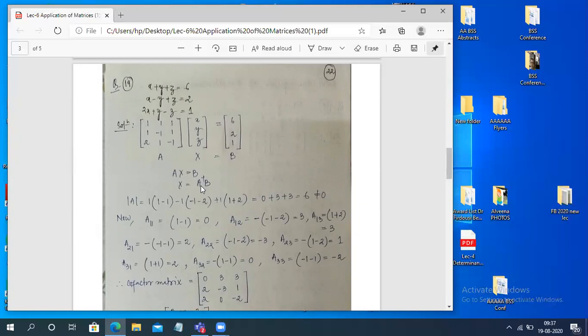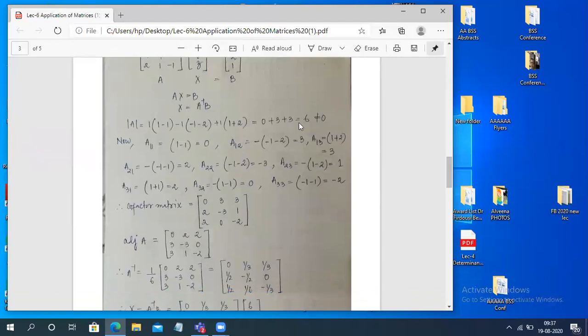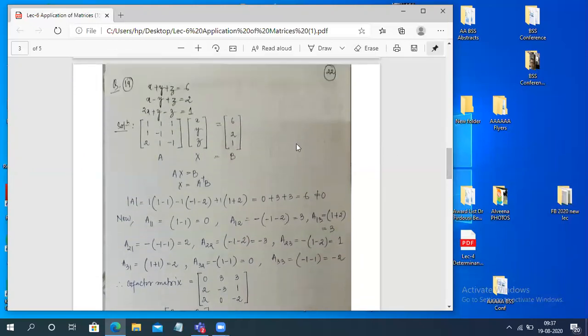So to find A inverse, first find the determinant value of A. The determinant of A is 6, which is non-zero. That means A is invertible. Now find A inverse. To find A inverse, first we find the cofactor of each element of the given matrix A. So the cofactor of 1 will be minus 1 into minus 1, that is positive 1, minus of 1 into 1, that is 1.